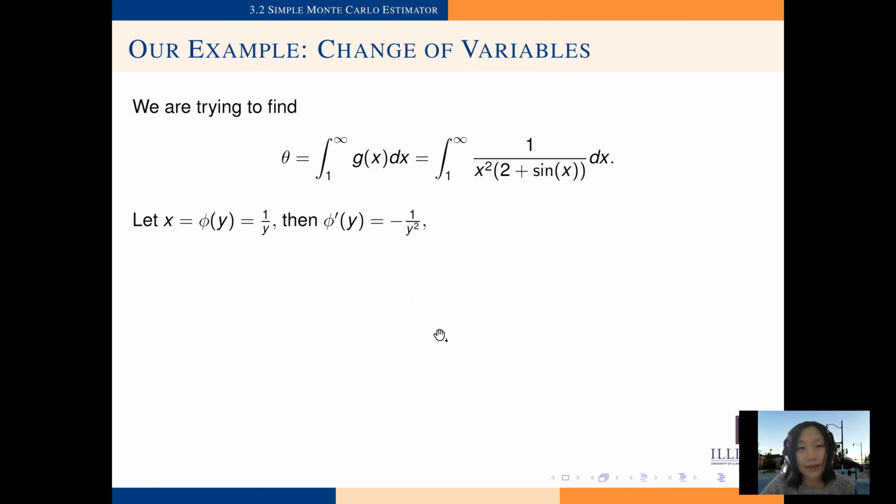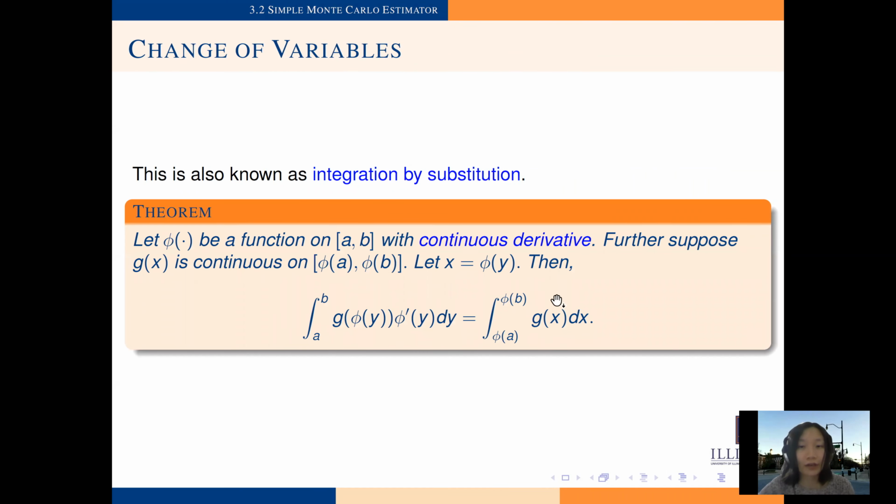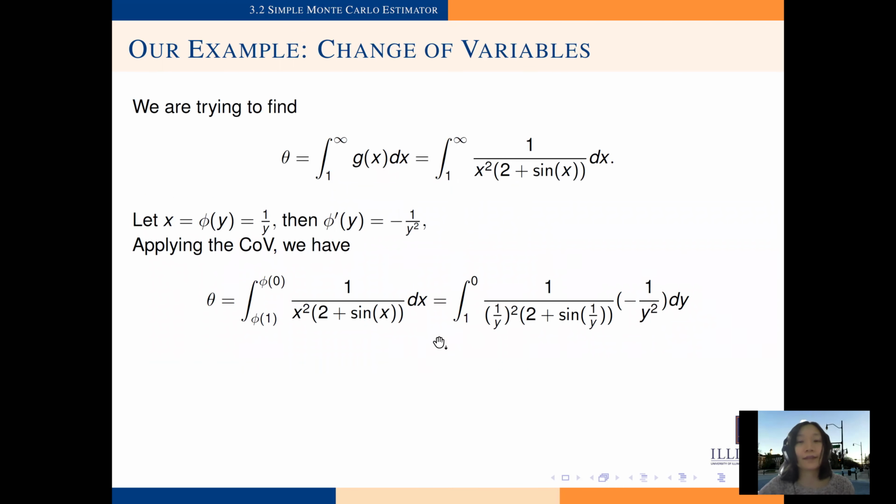And this, if we apply the earlier theorem over here, we'll be able to find that this is equal to the integral from 1 to 0 of 1 divided by, so x is replaced by phi of y, 1 over y squared, times 2 plus sine of, again, x is replaced by 1 over y, phi of y, times phi prime of y, which is negative 1 over y squared dy.